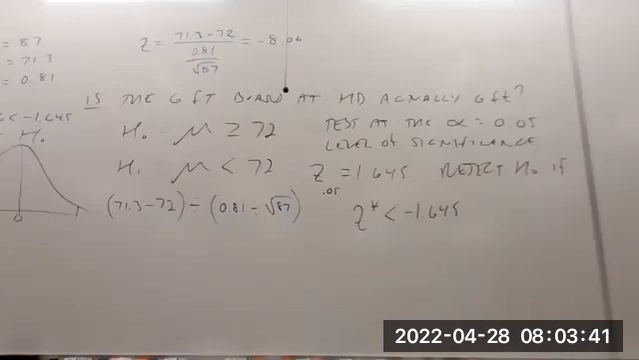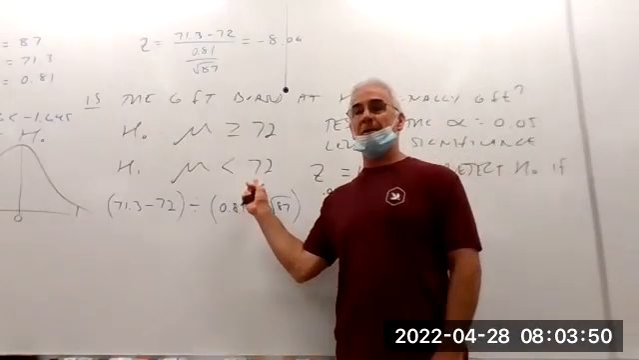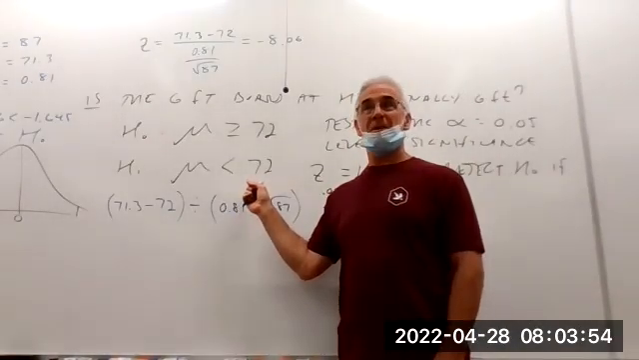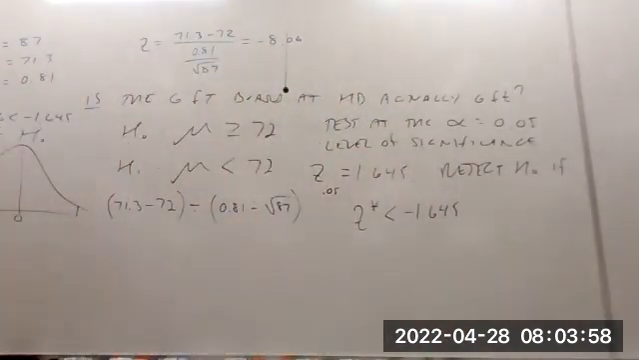So always state your final conclusion in words. You're going to reject the null hypothesis, so therefore what are you going to state is the truth? That the average length of the boards is less than 72. That's a no-brainer. Now, you're Home Depot, and there's a problem.